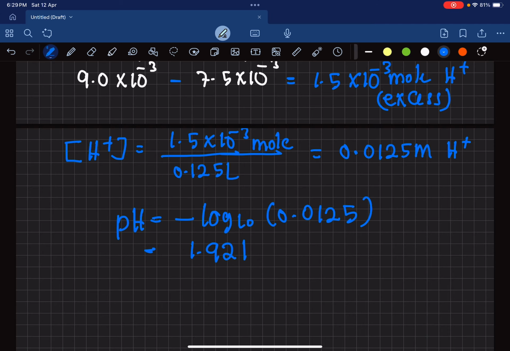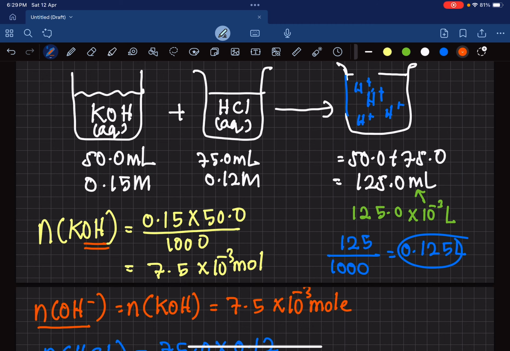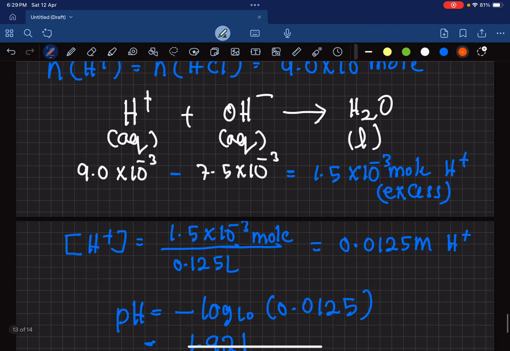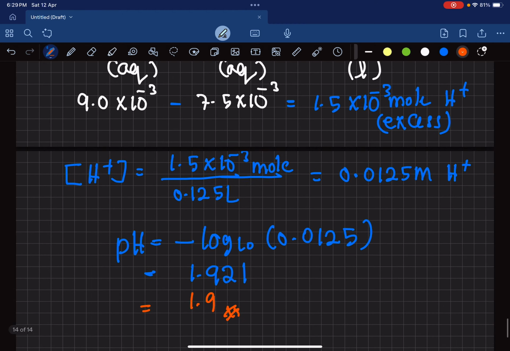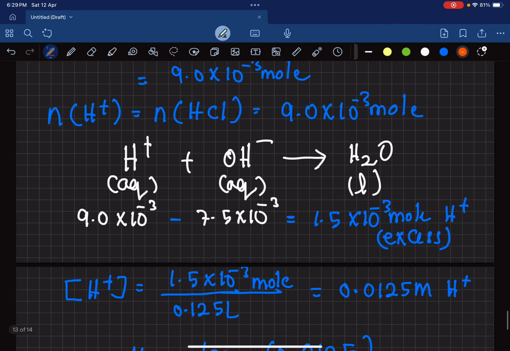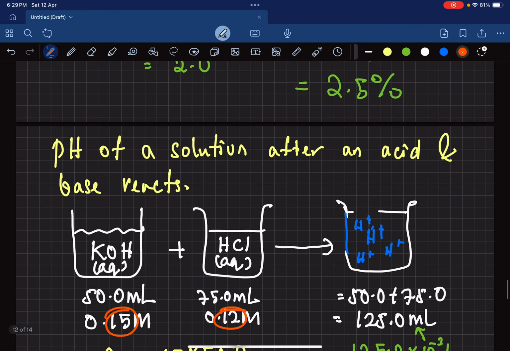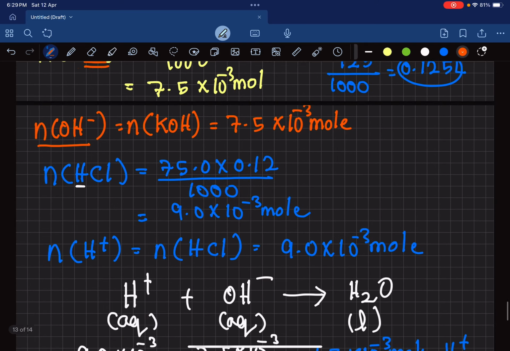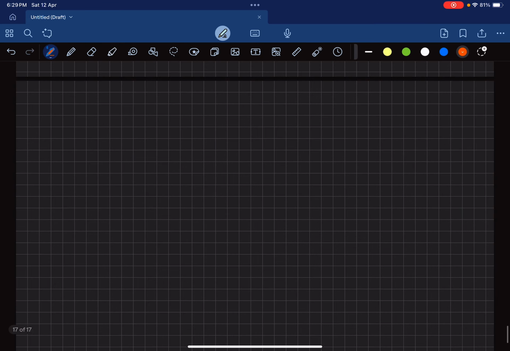And this would be, let's log this, 1.921. But let me just check all my calculations again. If I see this is two significant numbers, so I'm going to bring my pH to two significant numbers. That will be my safest bet. So 1.9. Okay, so that is how I calculate the pH of my solution after an acid and a base react together. Okay, so let's try another example, to see whether we understand the concept.